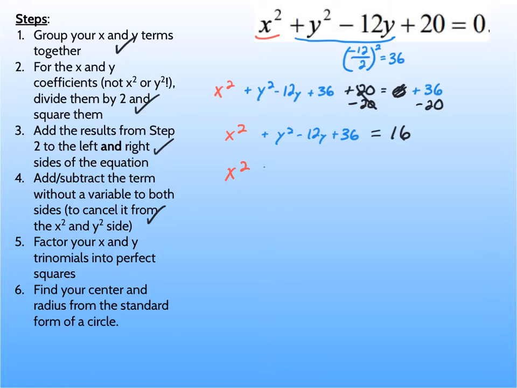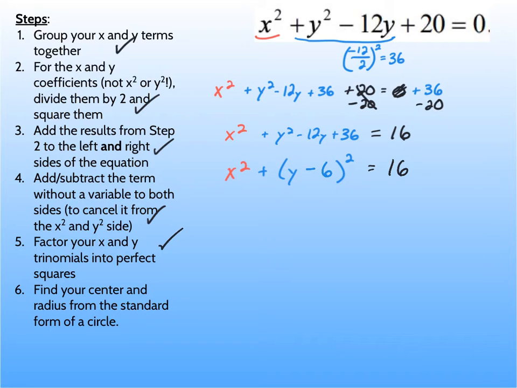Now, the y stuff, it's going to be plus y something or other squared. Now, the something or other, remember, you look at this minus 12, and you're going to divide it by 2. That's all you have to do. So, y minus 6. Easy. Equals 16.